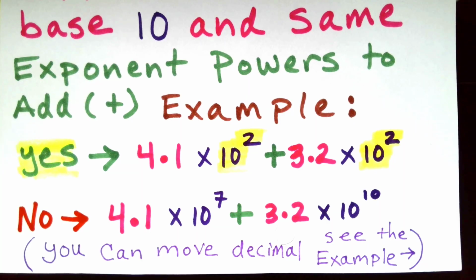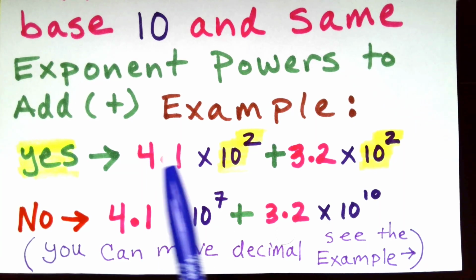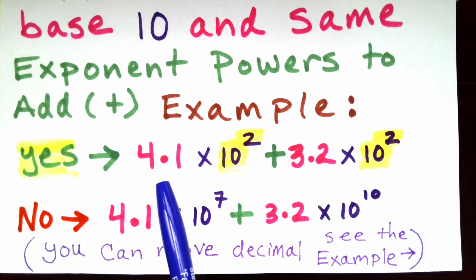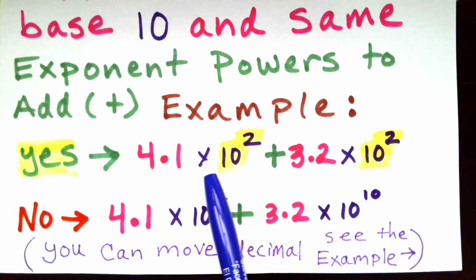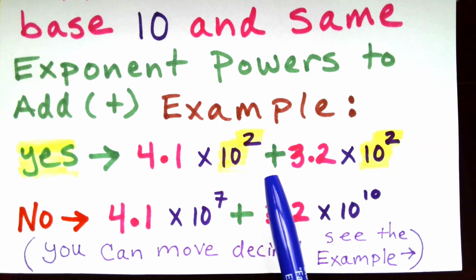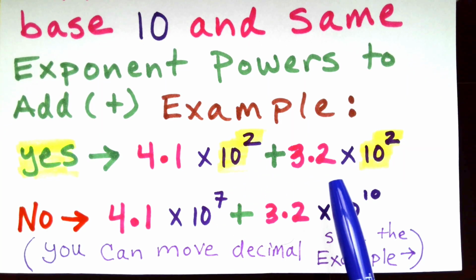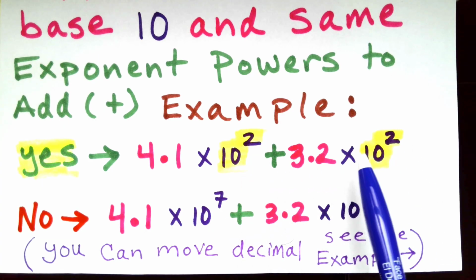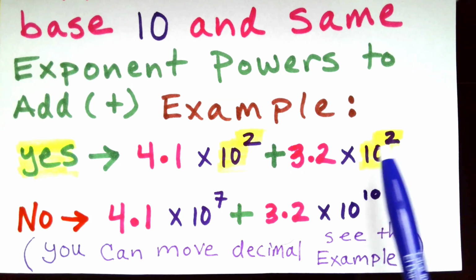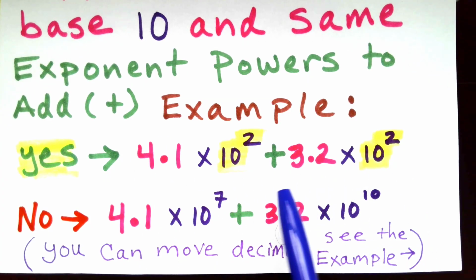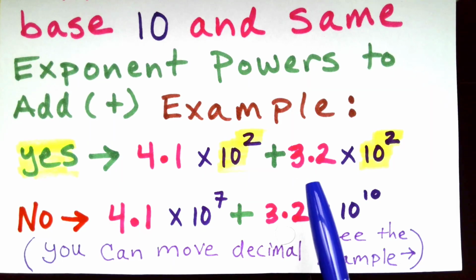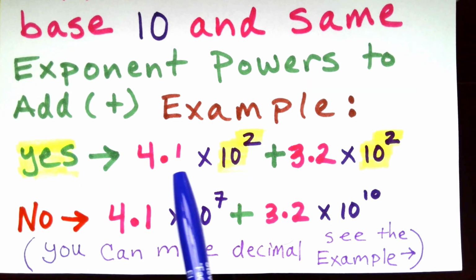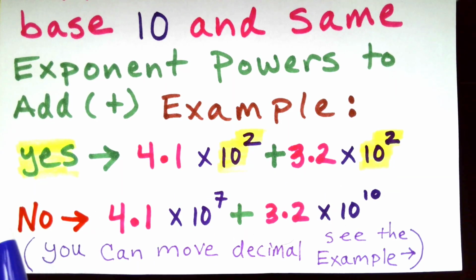Let's take a look at some examples of that. So we have two examples here. One is a yes, the other is a no, right? Our coefficient for yes is 4.1 times 10 to the second power, plus coefficient 3.2 times 10 to the second power. Now you can see here the base is the same, 10, and they're both to the second power, which means we could stack up 4.1 and 3.2 and add or subtract. In this example, we're going to add. So that is the correct form based upon the rule.